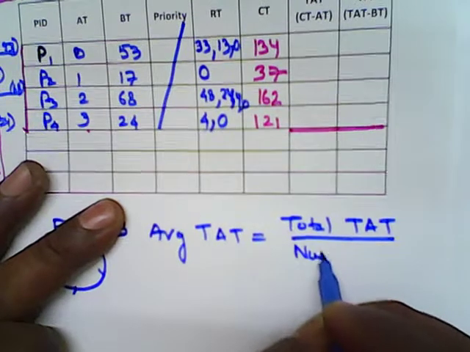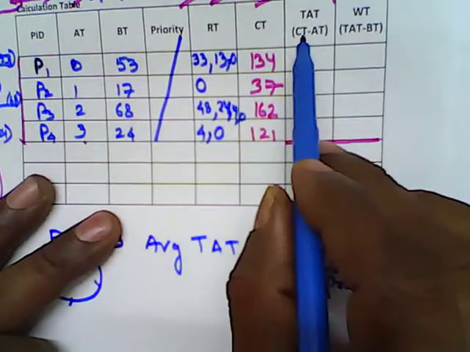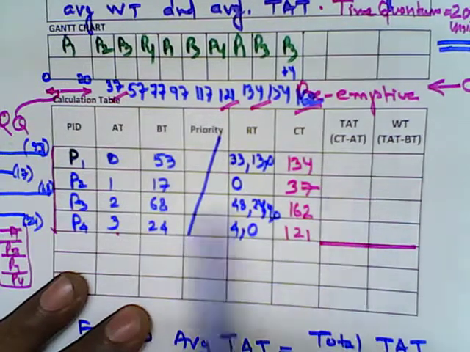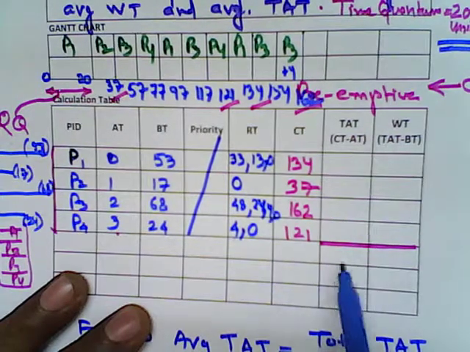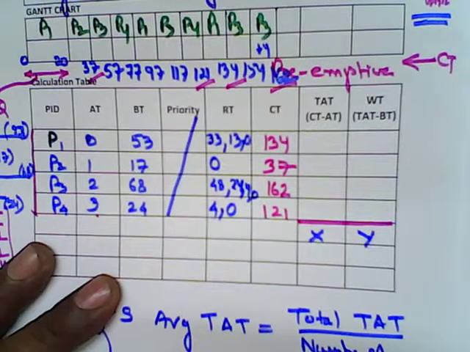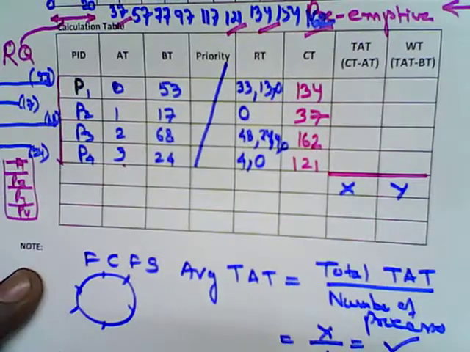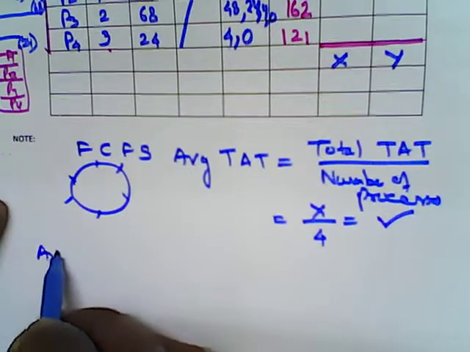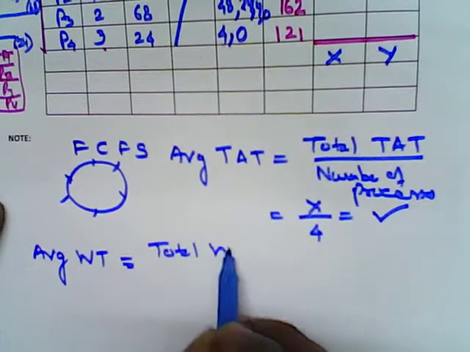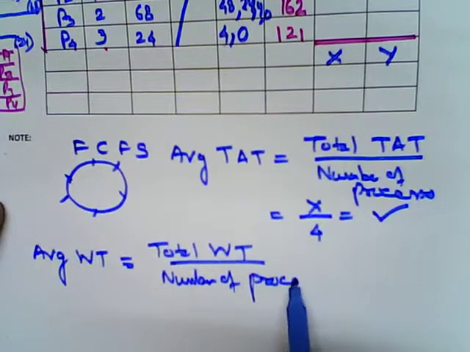So turnaround time means what? It is CT minus AT. So this minus this, you write, this minus this, you write, this minus this, you write, this minus this, you write, then take the sum total. Let us take this sum total as X, and for waiting time the sum total as Y. So the average turnaround time is X divided by the number of processes, 4. So you find the answer. Similarly, average waiting time: total waiting time divided by the number of processes. So you add the total Y and divide by the number of processes.